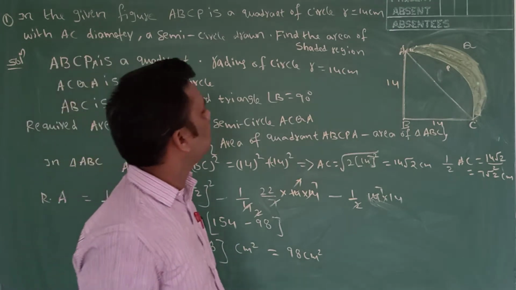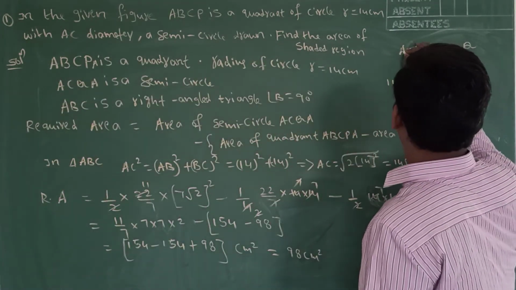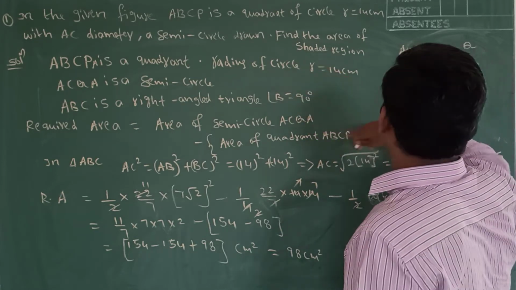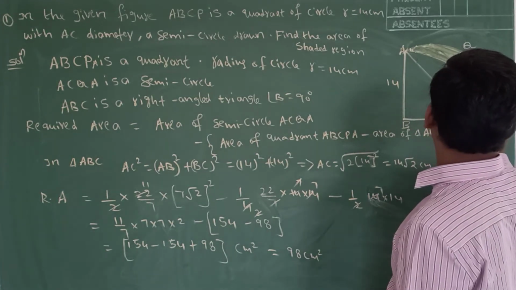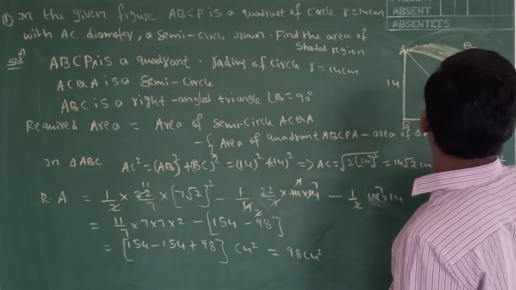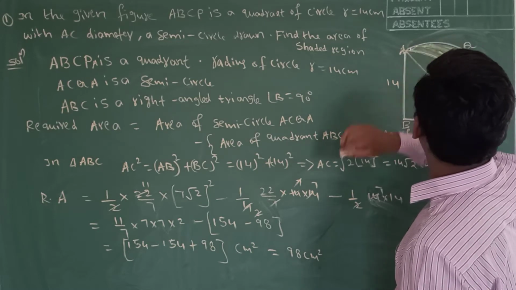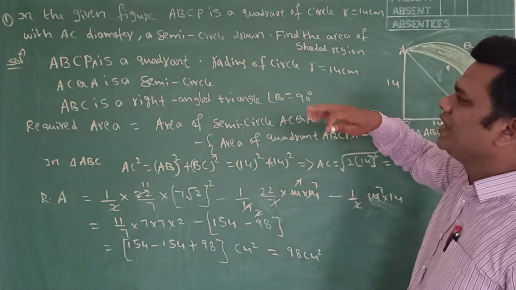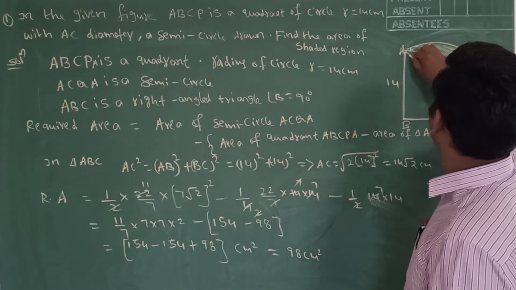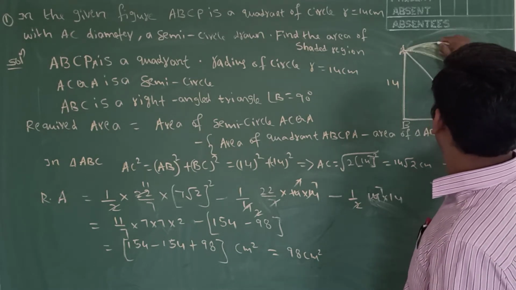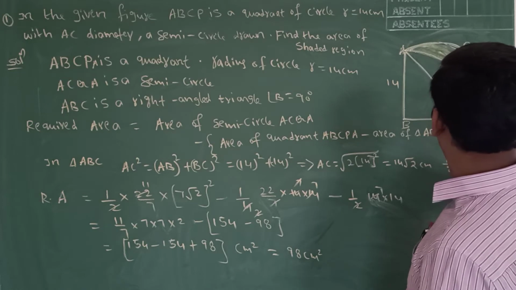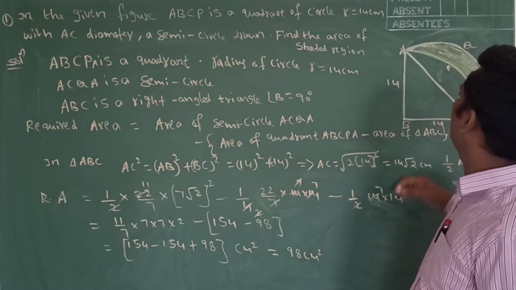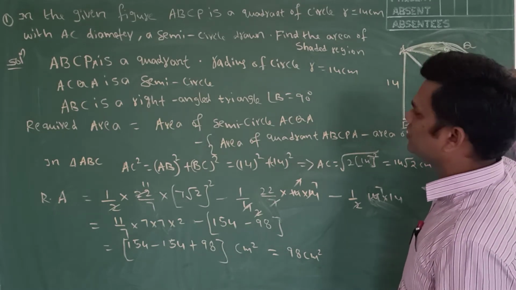See here, in the given figure, ABCPA is a quadrant, and a semicircle is drawn with AC as a diameter. Find the area of the shaded region. They are asking for this region's area.